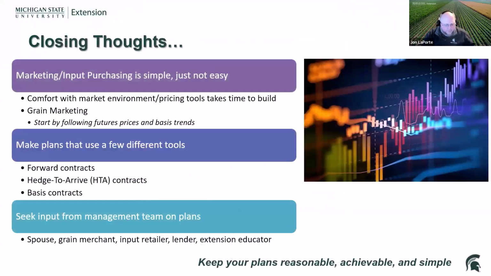My last slide here for everybody is just some closing thoughts. There's a great book out of Minnesota that uses this title: marketing, and input purchasing is the same way. It's simple, it's just not easy. With marketing, you can memorize the steps and walk through the examples, but it's not easy. We talked last time about the emotions of marketing. When you've got the emotions of marketing in there and you're trying to figure out which contracts to use, it takes some time to get comfortable with that.